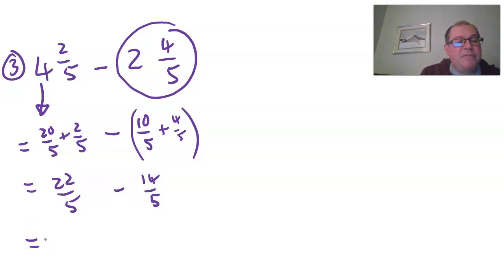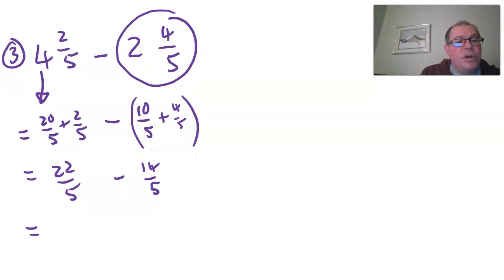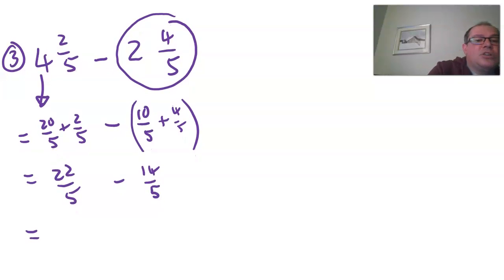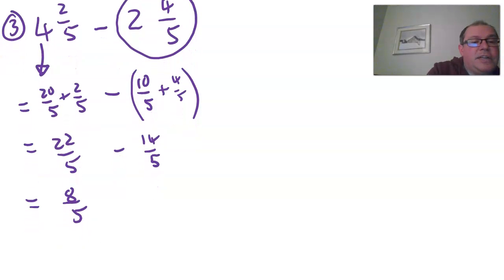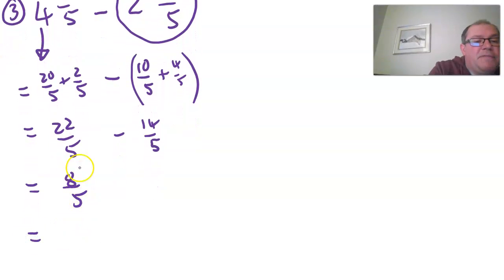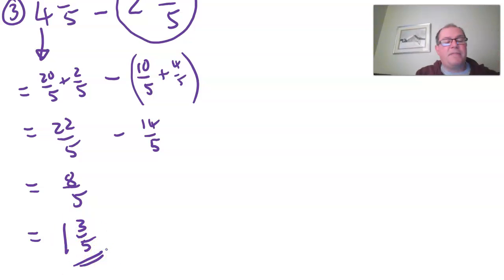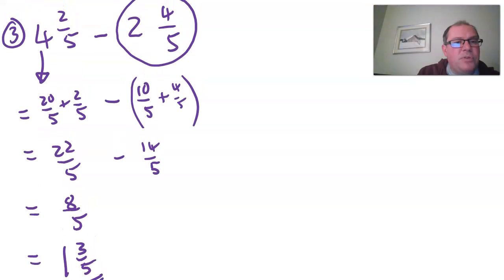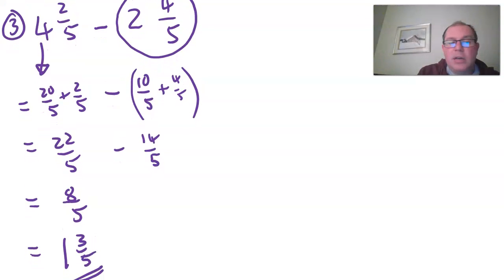And then I can count how many fifths I've got. I've got 22 minus 14, so I've got 8/5. And to finish it off, let's write that as a mixed number. 5 goes into 8 once, remainder 3 still needs to be divided by the 5. So that's one way of doing it. Write them all as improper and it always works.